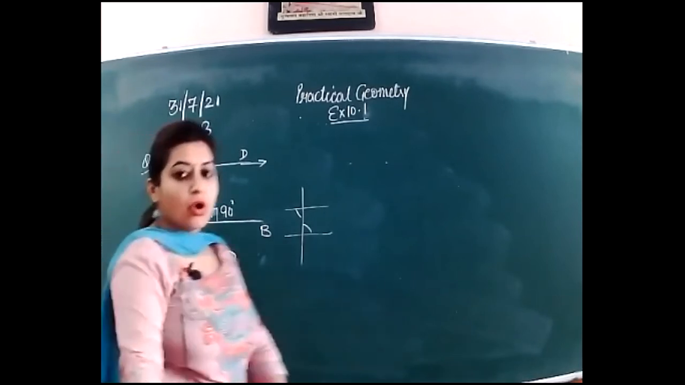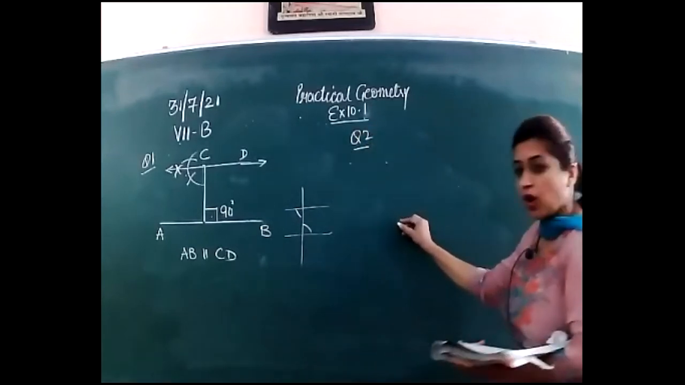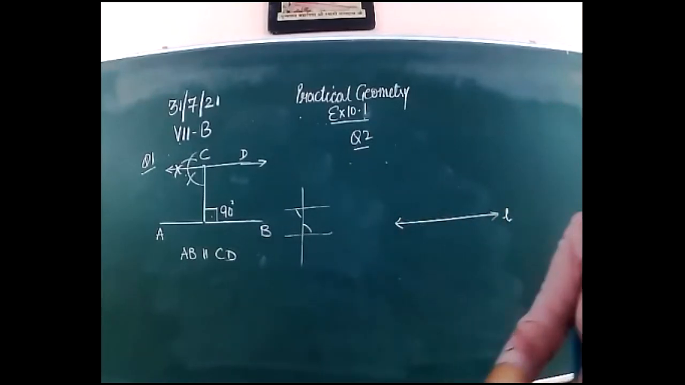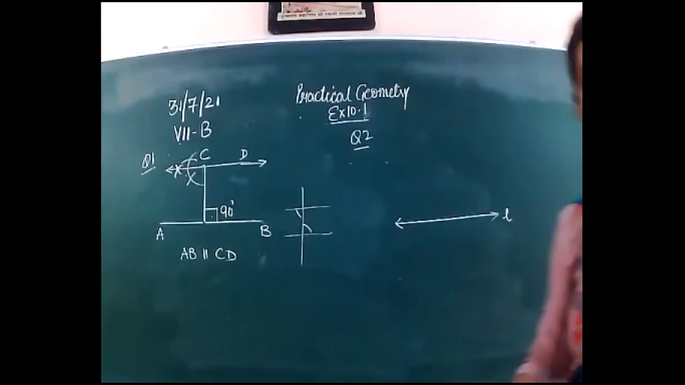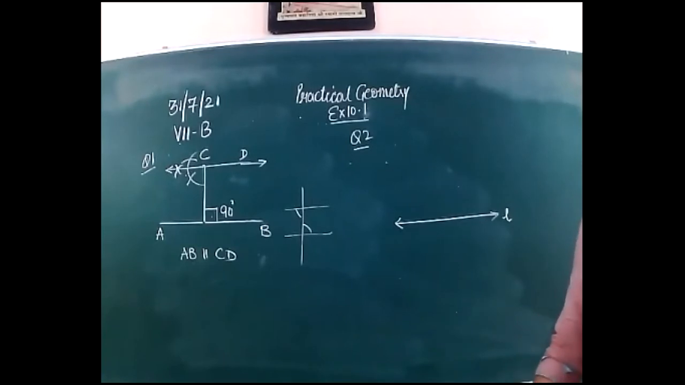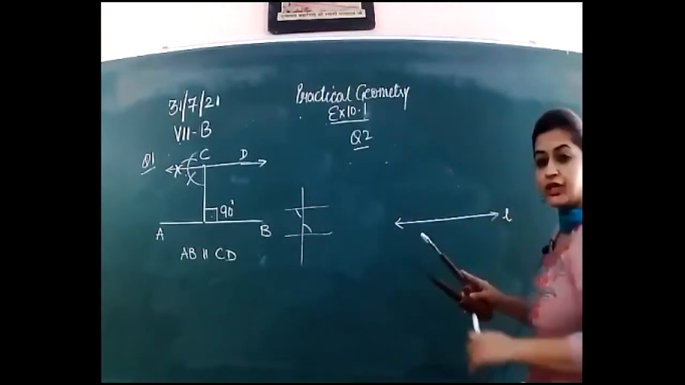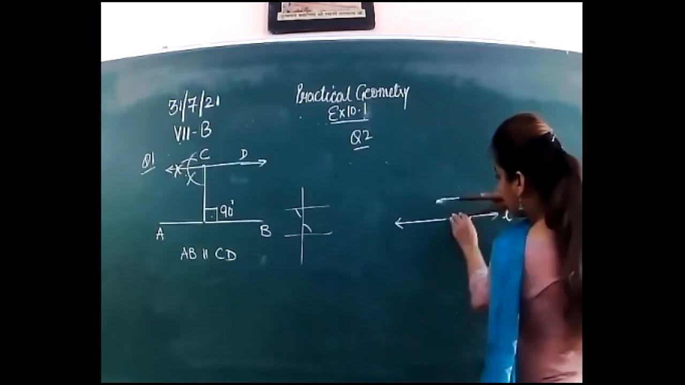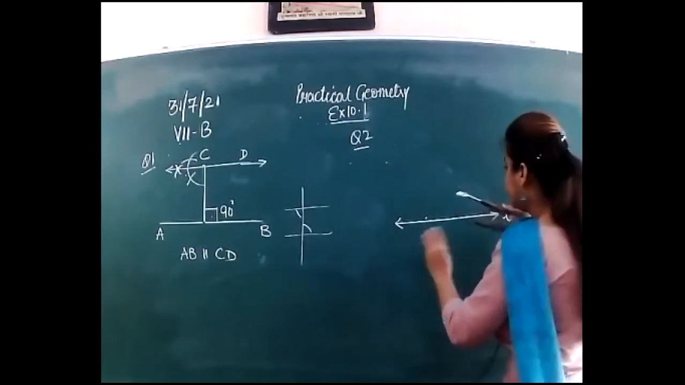Question number 2, draw a line L. Draw a line L, draw one line L. Draw this line. Now the next is, draw a perpendicular on L at any point on L. Take a point here, make a perpendicular here. How do we make a perpendicular? Make 90 degree. Make 90 degree.